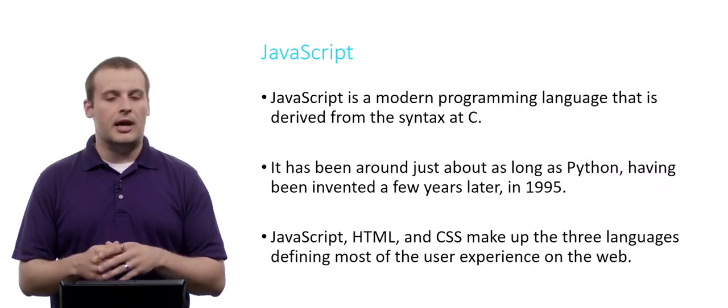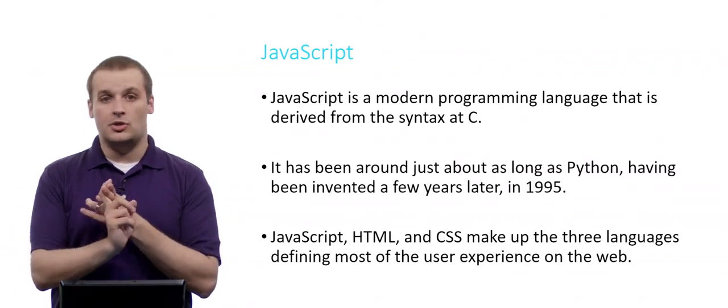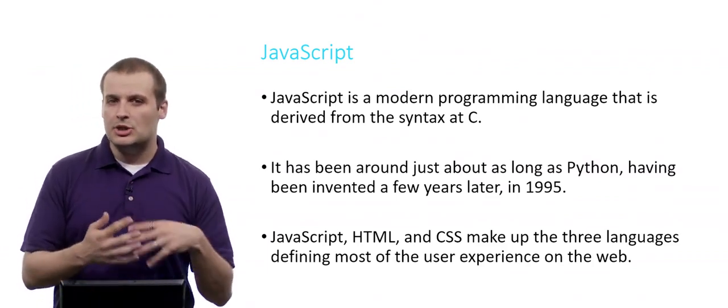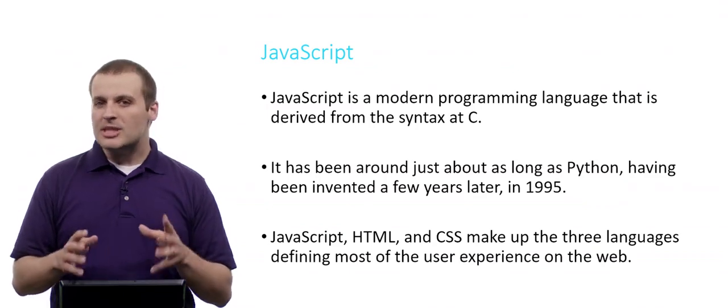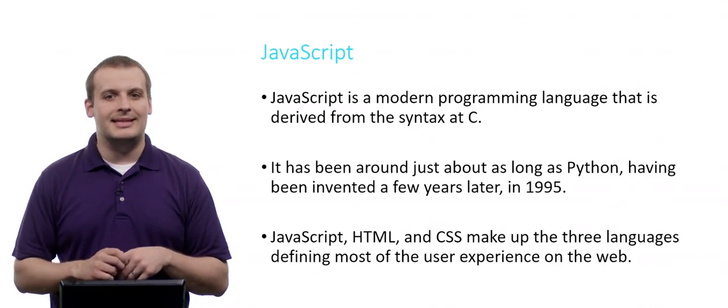And another one of these we're going to cover right now is JavaScript. Now, similar to other languages we've discussed, it is a modern programming language that is derived from C's syntax. So if you're familiar with C, you're going to be able to pick up JavaScript pretty quickly. It's been around just about as long as Python. It was invented a few years afterwards in the mid-1990s.